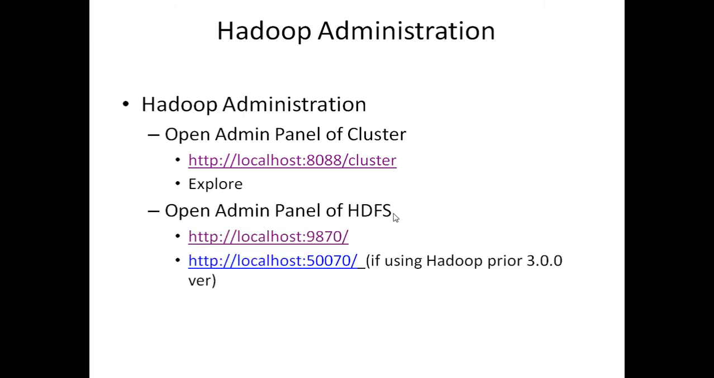So next is the HDFS panel. If you are using a version prior to Hadoop 3.0, then you have to use this particular port, as in the previous video we were using Hadoop version 2.9. So if we want to open the HDFS panel, then we have to use this port, but this time we are using version 3.1.2, so we have to use this particular port after localhost. Then we will explore and browse things, the uploaded files. I am going to demonstrate this during the practical session.